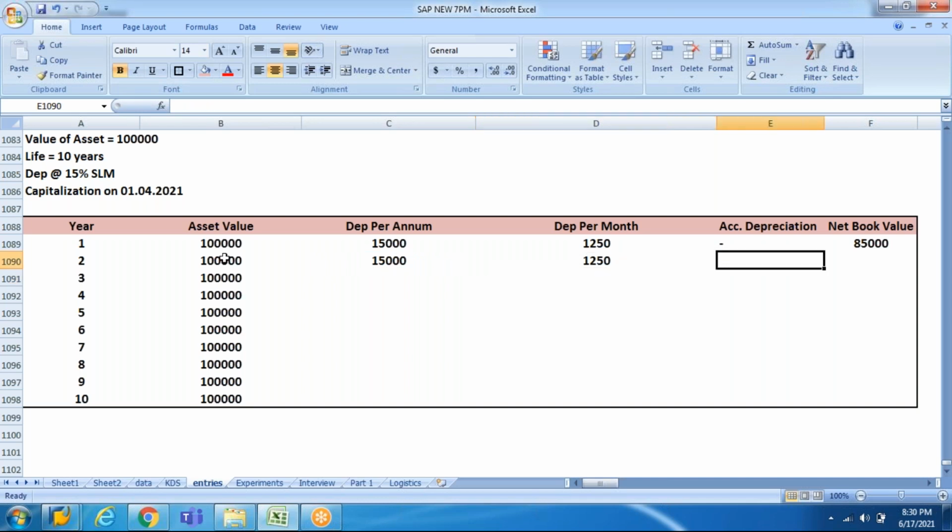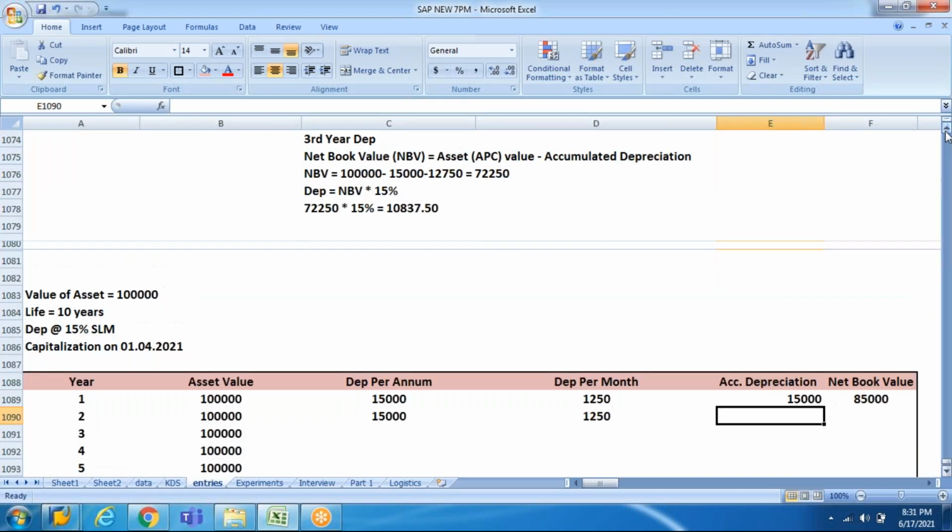Now this time accumulation will become current year depreciation plus previous year depreciation. What is current year depreciation? 15,000. What is previous year depreciation? 15,000. So here I need to update 30,000. Okay, clear? Now just scroll up, you will get the logic now.